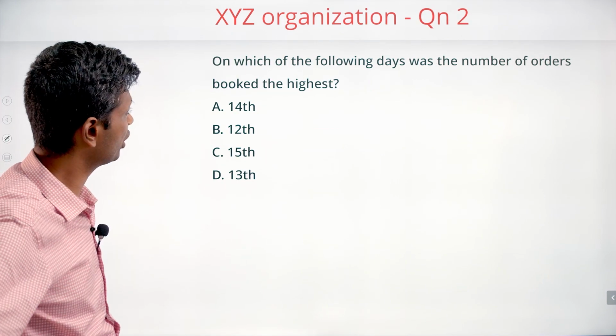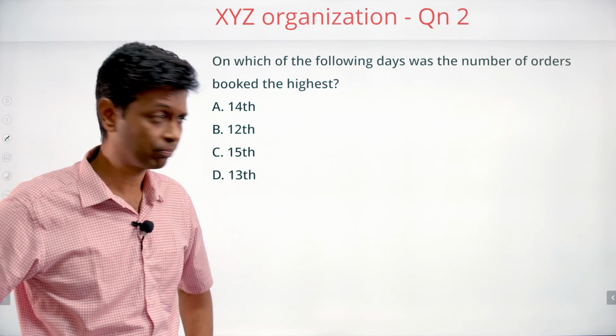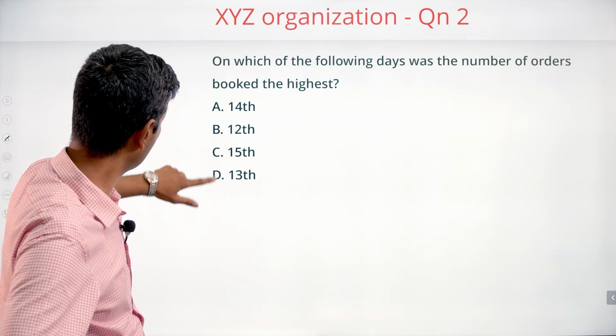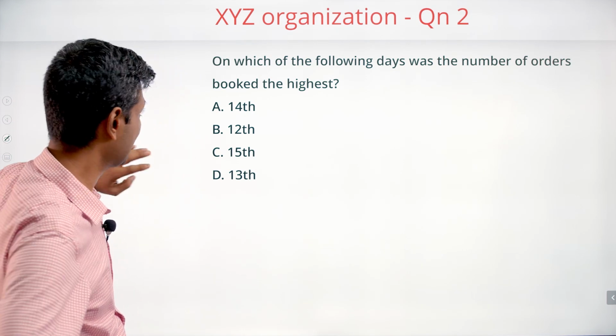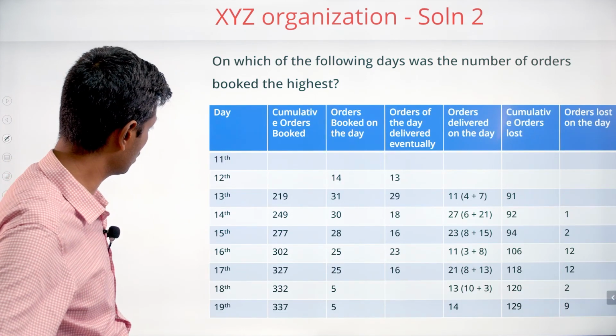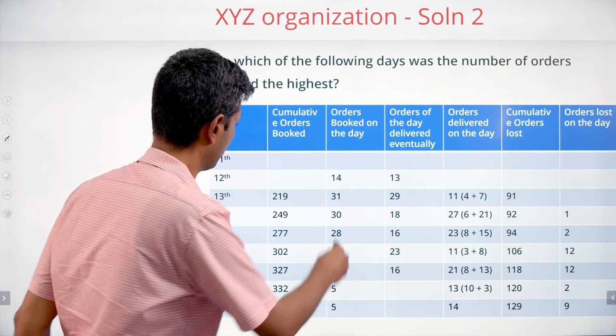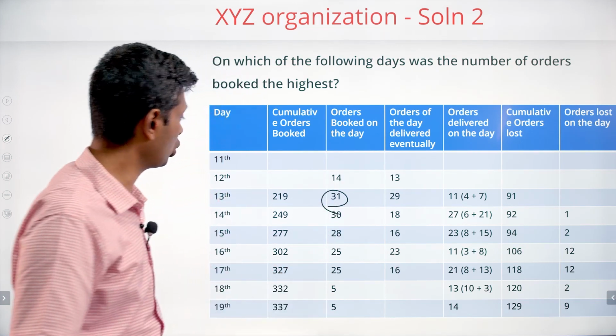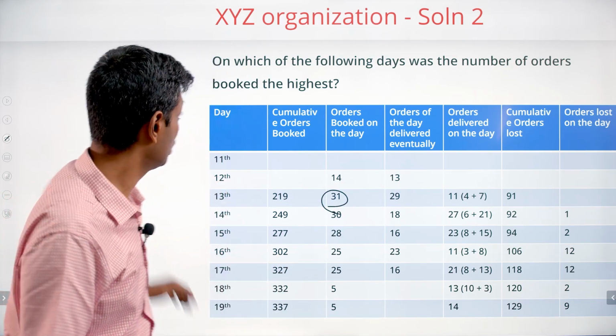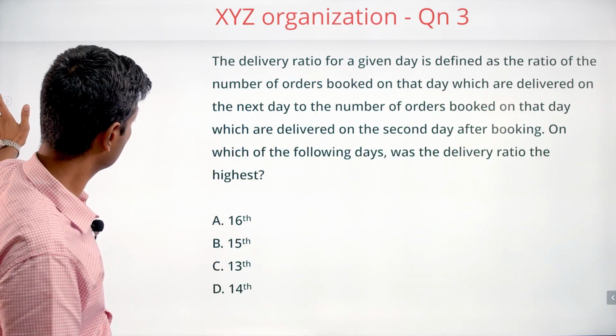Which of the following days were the number of orders booked the highest? Again, 12, 13, 14, 15. These are the 4 days. Number of orders booked were the highest. 12, 13, 14, 15. This is the highest. 31 orders were booked on 13th. That is the highest. 31 orders.